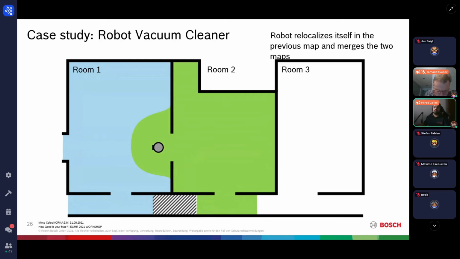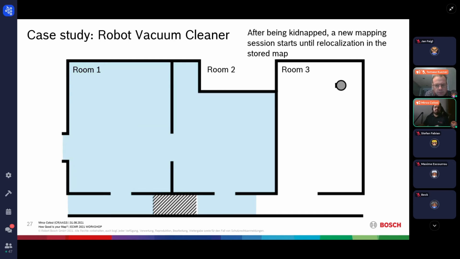What happens in this case? The robot now is correctly able to localize in the previous map and merge it with the actual one. Then the user decides at a certain point to bring the robot inside of room 3. So the behavior is always the same. When it is able to map again, it stores the previous map, starts a new mapping session, and tries to relocalize in the previous map. Upon successful relocalization, the map will be merged.